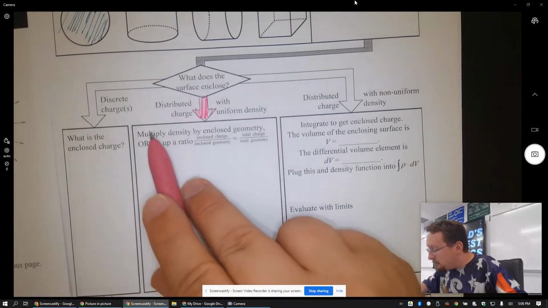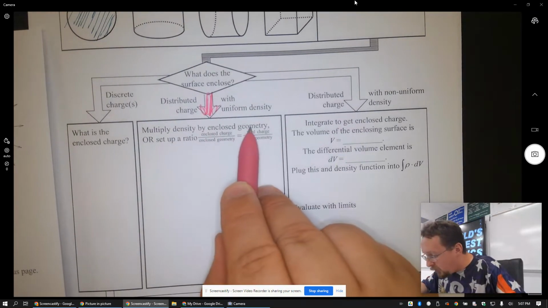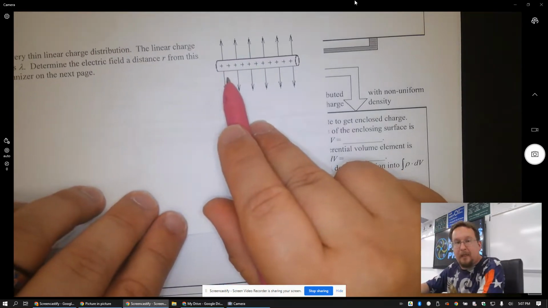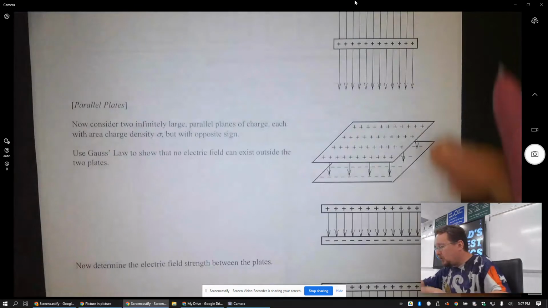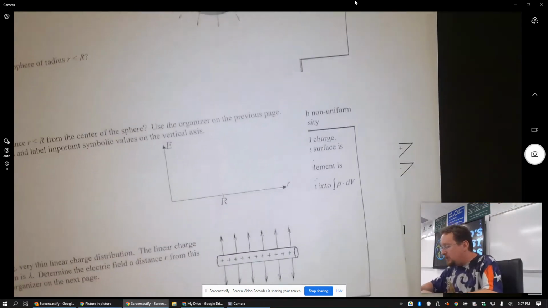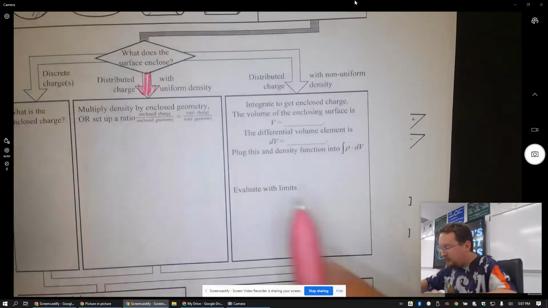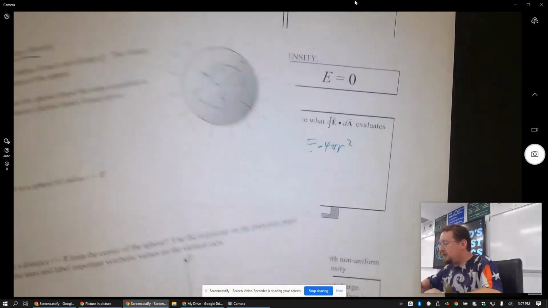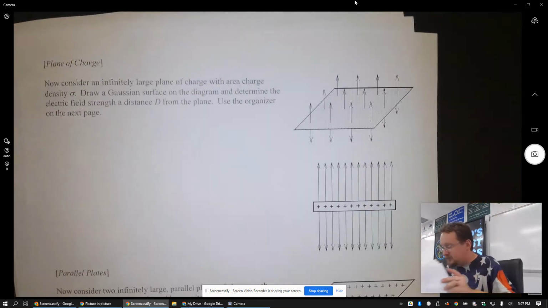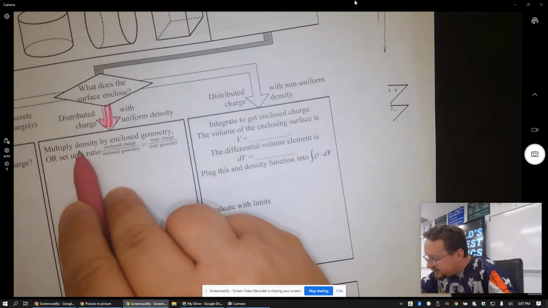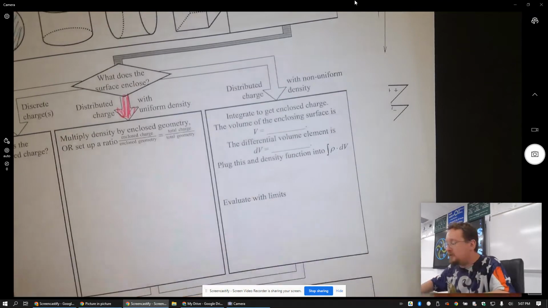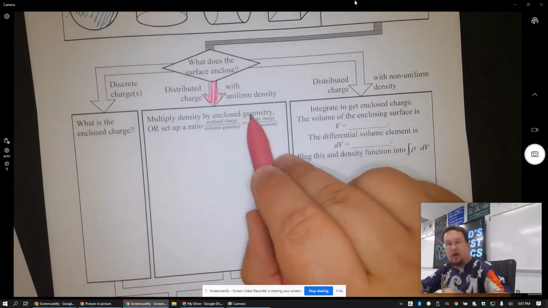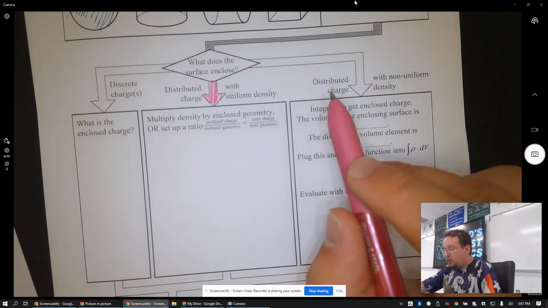For this, it would be multiply density by enclosed volume, because there is a volume of charge here. However, in a moment we're going to do the line of charge, and later on we're going to do a plane of charge. When we do the line of charge, I will say multiply density by enclosed length. And when I do the area surface plane of charge, it will be multiply density by enclosed area. So when I say geometry, that is a placeholder for the word length, area, or volume, depending upon what's appropriate.